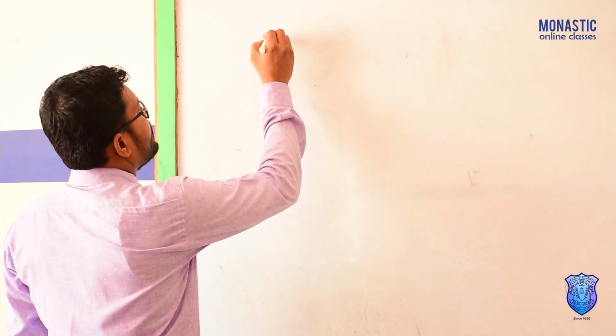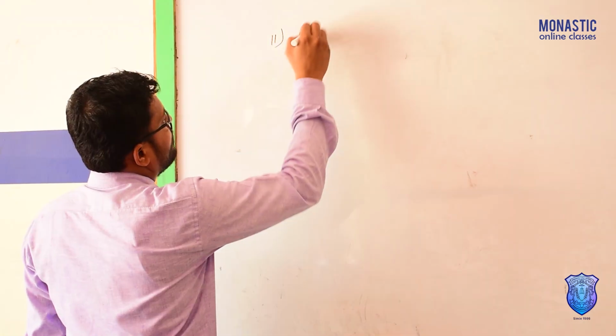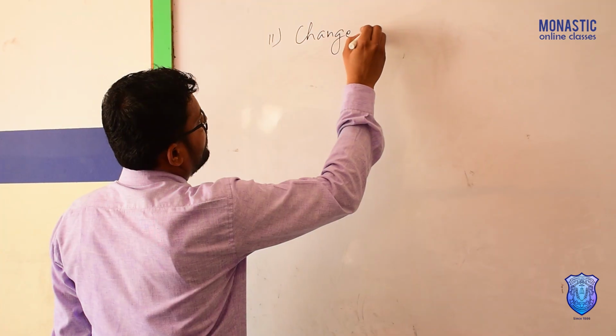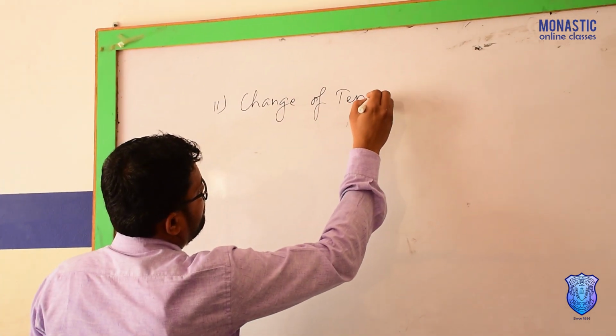We have completed change of person. Today we are going to talk about change of tense and change of adverbials. So let's talk about change of tense, which is rule number 2 under the topic change of tense.